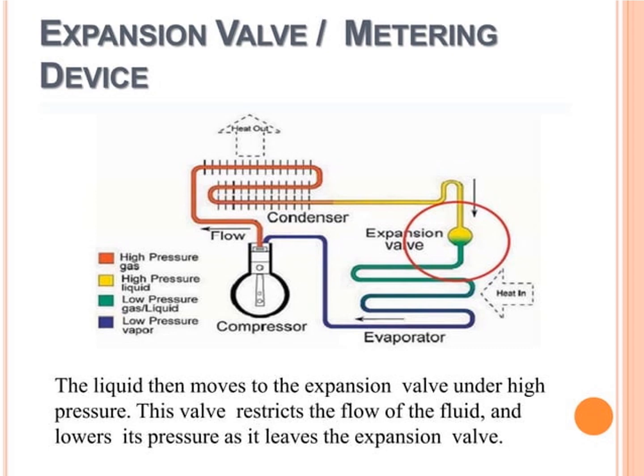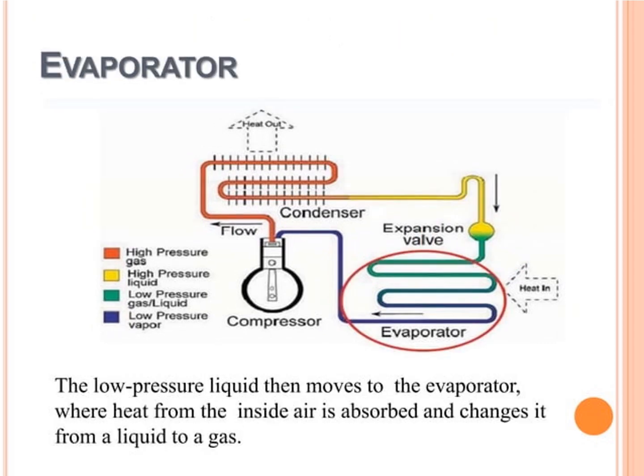So here the pressure will be reduced, and it is then given to the fourth process, that is in blue color. So in the evaporator, that is the fourth stage, the low pressure liquid then moves to the evaporator, where heat from the inside air is absorbed and changes it from the liquid to the gas.